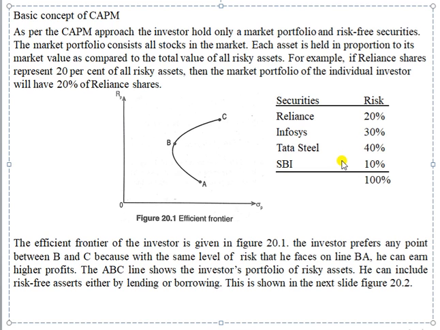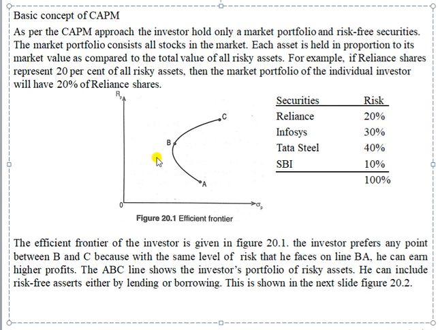Any amount you want to invest is always based on the proportion of risk relevant to the particular asset. Here the same thing is said: for example, if Reliance shares represent 20% of all risky assets, then the market portfolio of the individual investor will have 20% of Reliance shares.